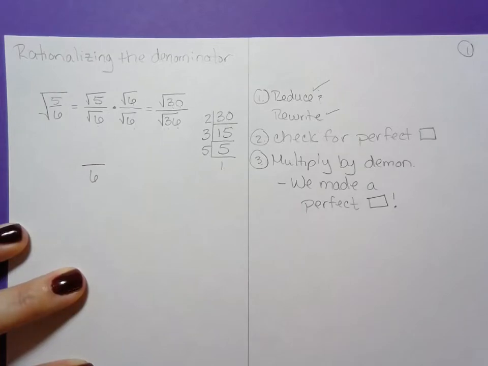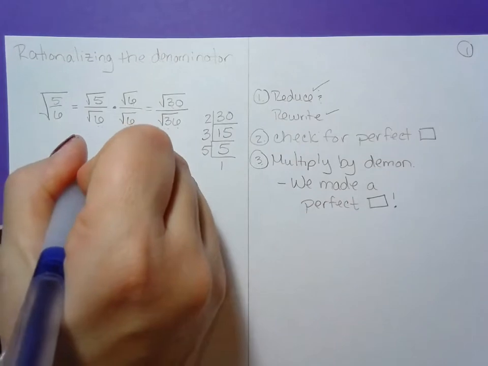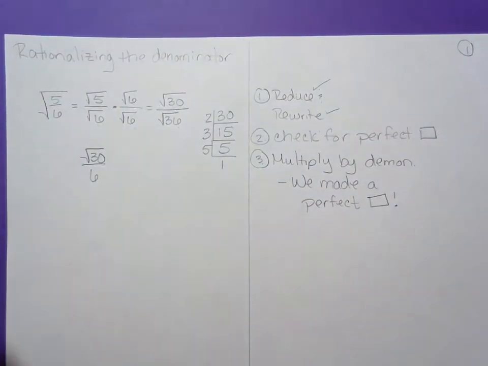There are no pairs there. If there are no pairs, then there's nothing we can do. It's as simplified as it's going to get. And so we just leave the 30 in the house.